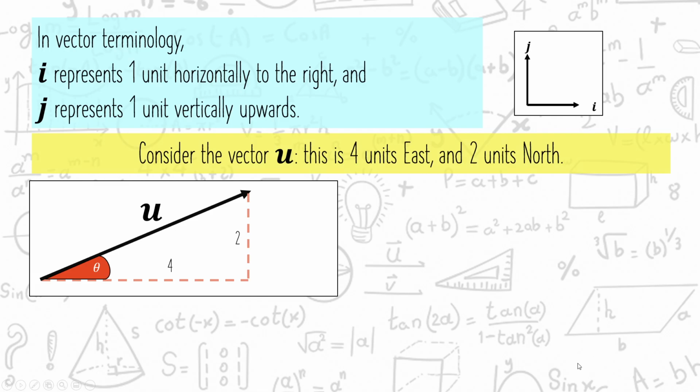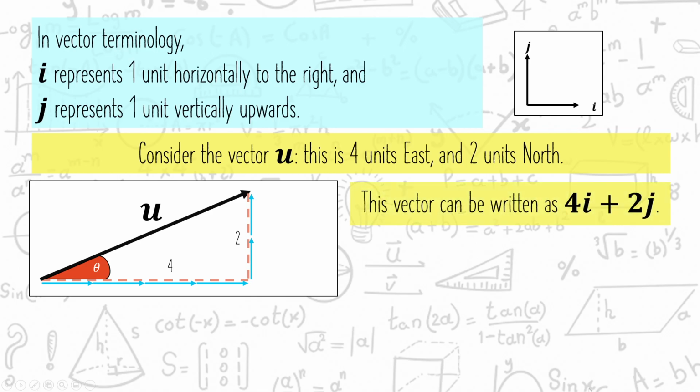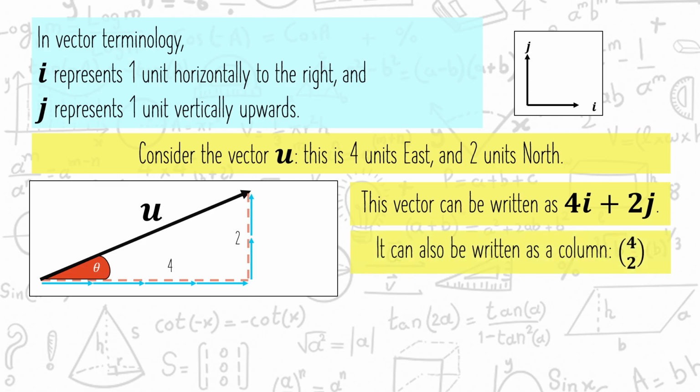So let's say we have the vector u, which is 4 units east and 2 units north. See that it is to scale. So 4 of these i vectors will fit perfectly, and similarly 2 of the j vectors will fit perfectly along. As a result, this vector can be written as 4i + 2j, and it can also be written in a column format too.